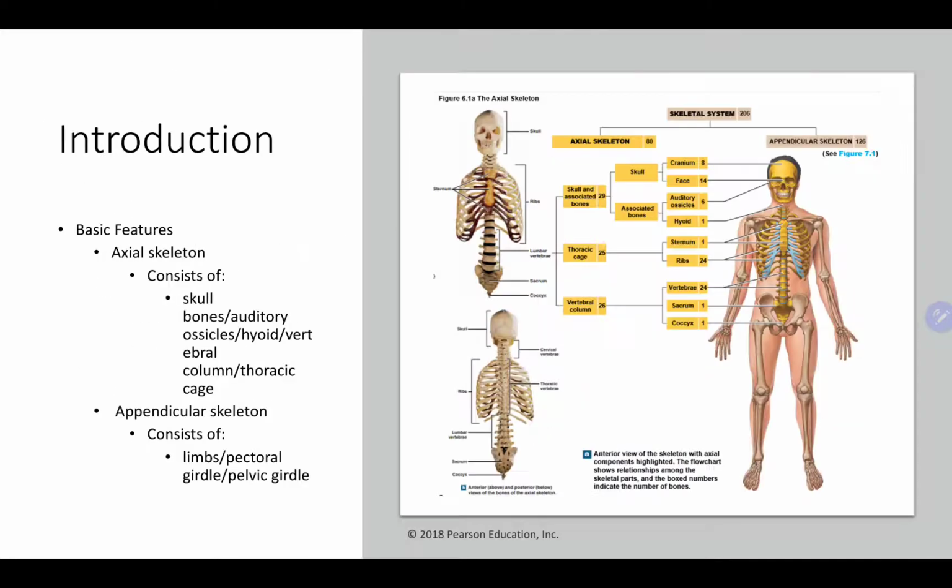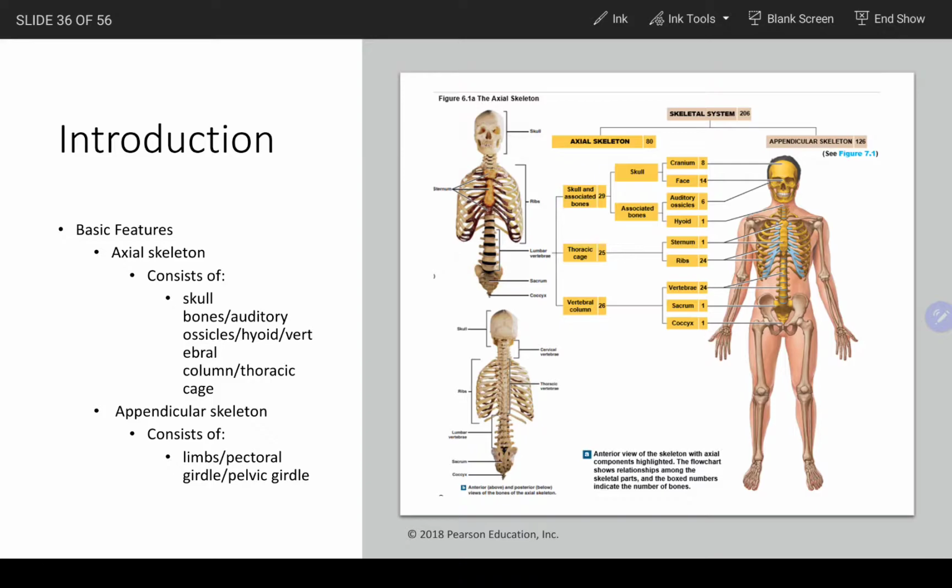And then we have the appendicular skeleton. That's going to consist of the pectoral girdle, the pelvic girdle, and the limbs.